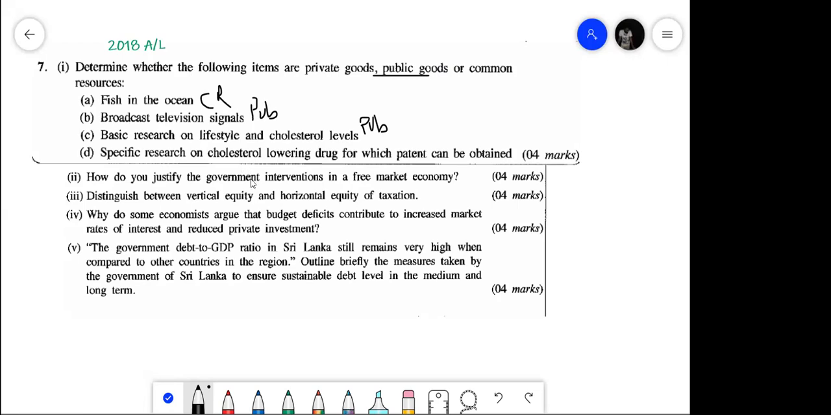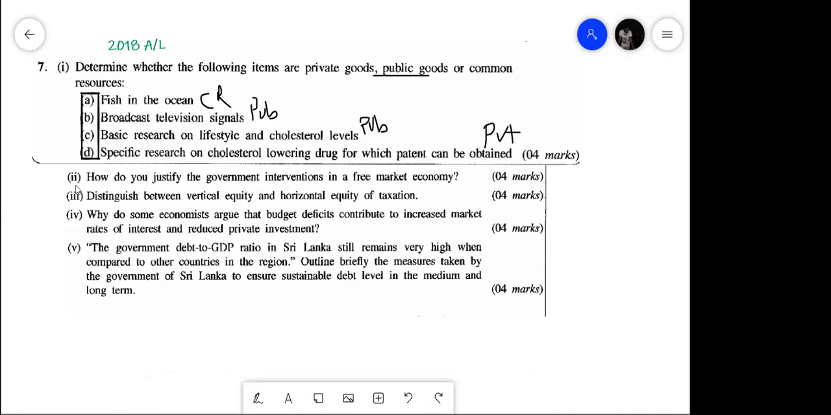Specific research on a cholesterol-lowering drug for which a patent can be obtained. That can be a private one, because it is a specific thing. Not everyone can get access, it's excludable, right? If you get a patent and all. So it can be private. But the interesting thing is they have not given very direct examples. These examples are not usually the ones you might find in a tutor's notes, right? So not very direct. That's the way they're trying to turn things around.